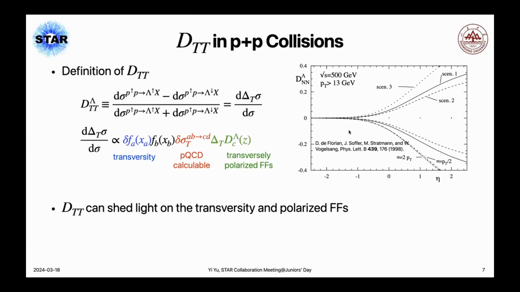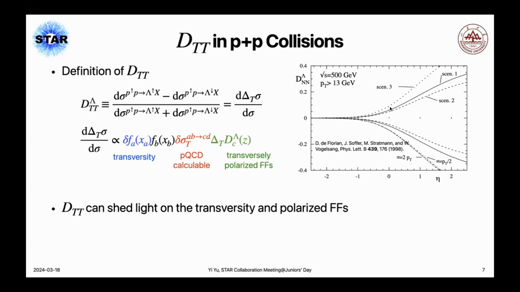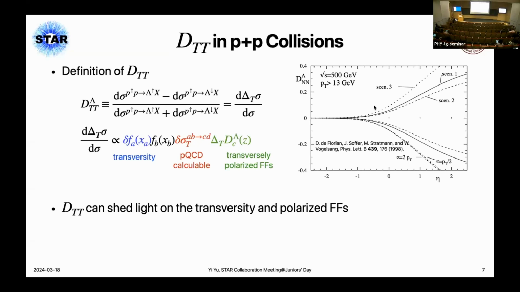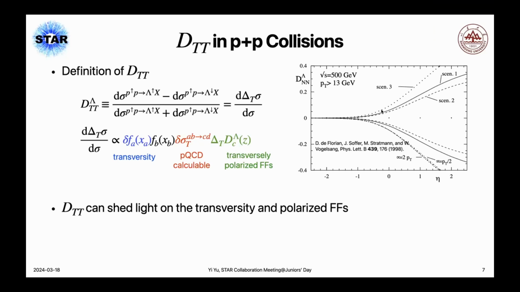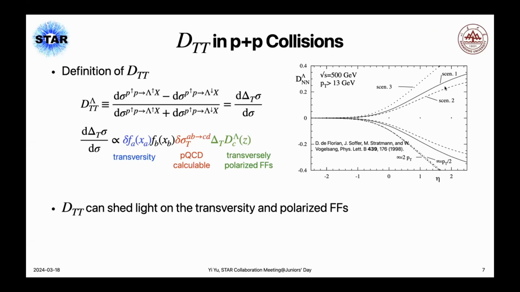And the right plot also shows theoretical predictions on the DN, which is slightly different to the DTT, but the DN also shows that it is sensitive to different scenarios of the polarized fragmentation functions. These three scenarios are the same as I just mentioned for DLL.